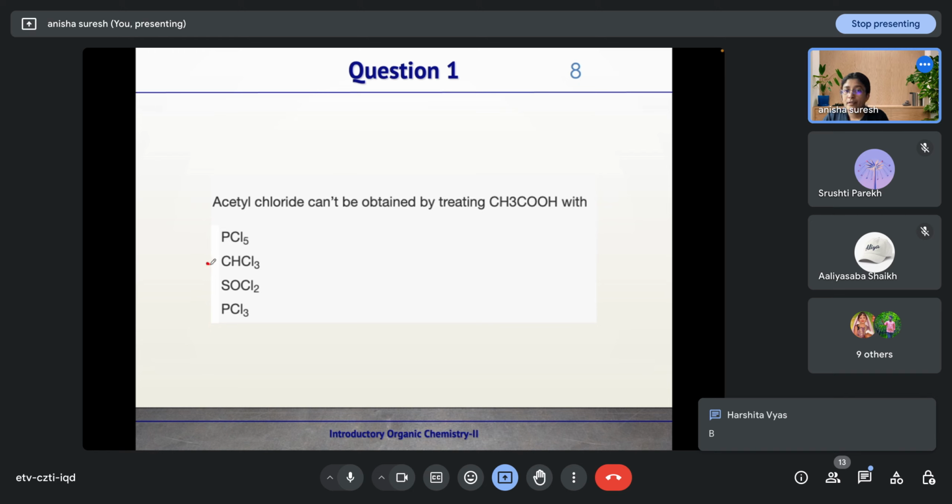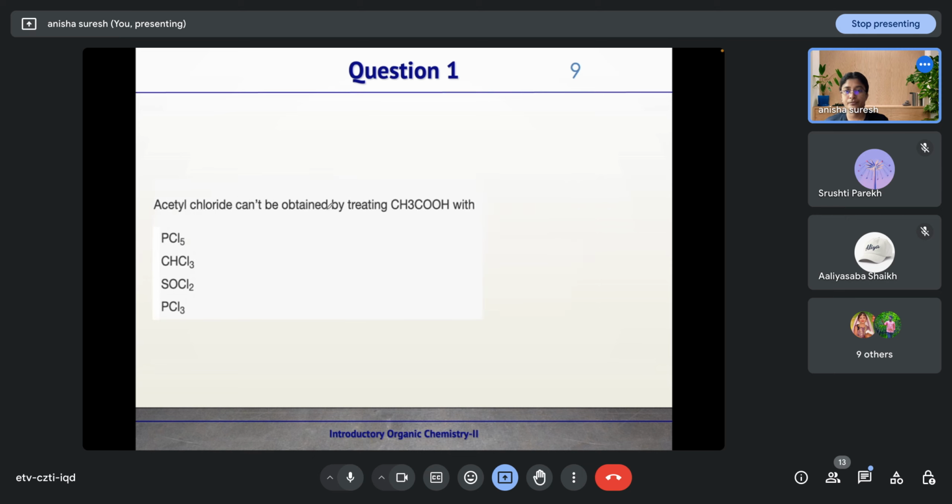Yes. CHCl3 will not react with acetic acid to give acetyl chloride. We have seen that thionyl chloride, PCl3 or PCl5 can react with acetic acid to give acid chloride. This is clear, right? So the right answer is option B, that is CHCl3.